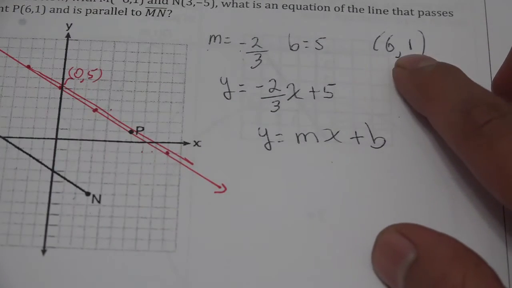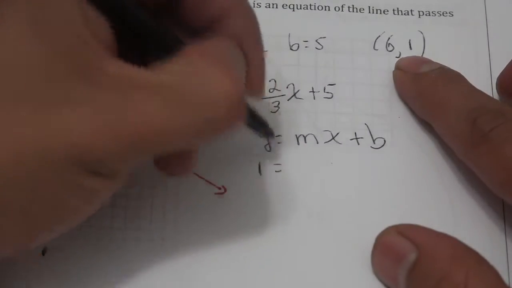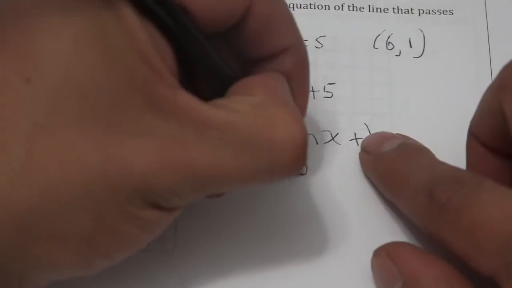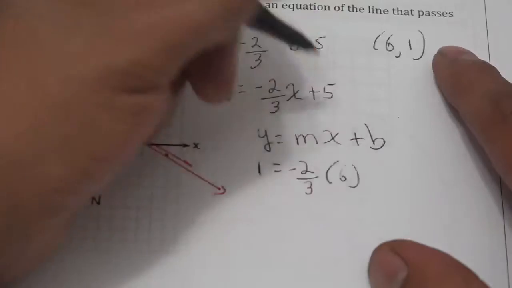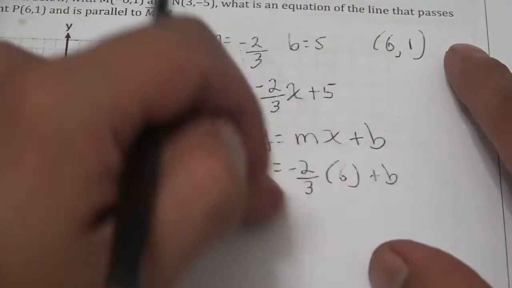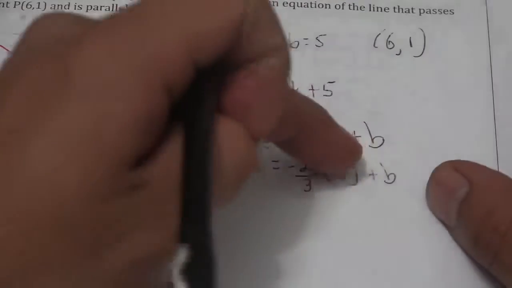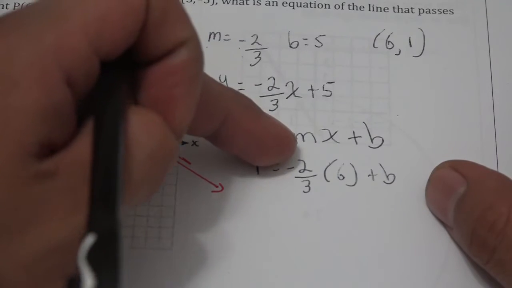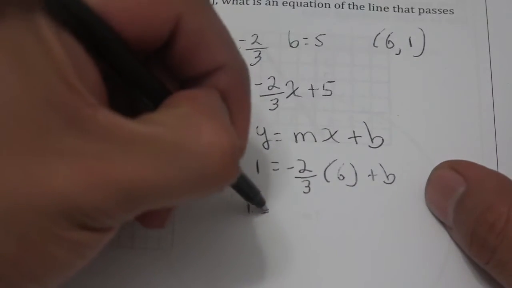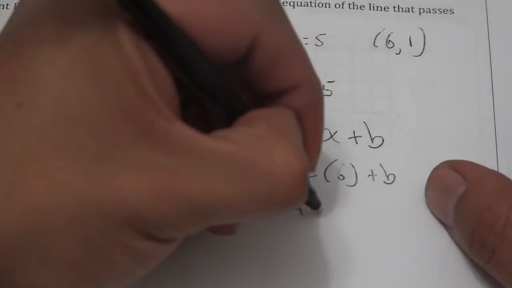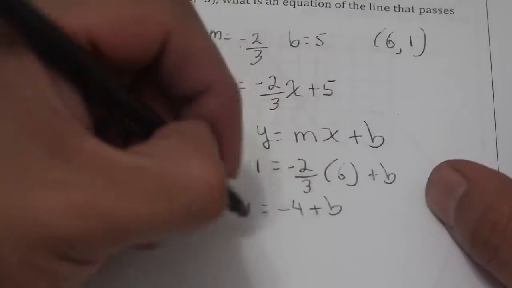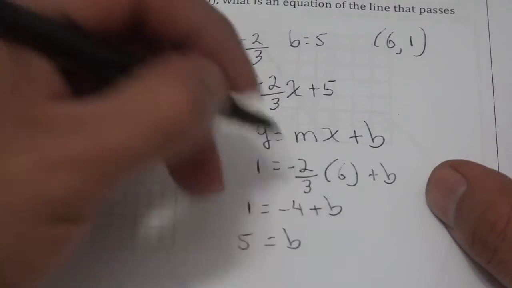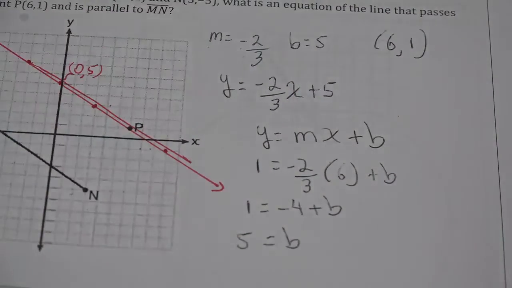Now this is x and this is y, so that will be 1 equals the slope that you're using, which is negative 2 over 3, times the x, which is 6, and then continue with the math. Look, 6 times negative 2 is negative 12, divided by 3 is negative 4. So we would have 1 equals negative 4 plus b. You're going to add 4 to both sides, and b is 5. Same thing. Okay?